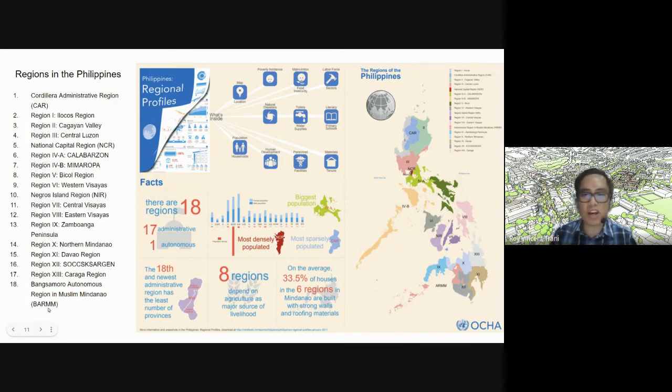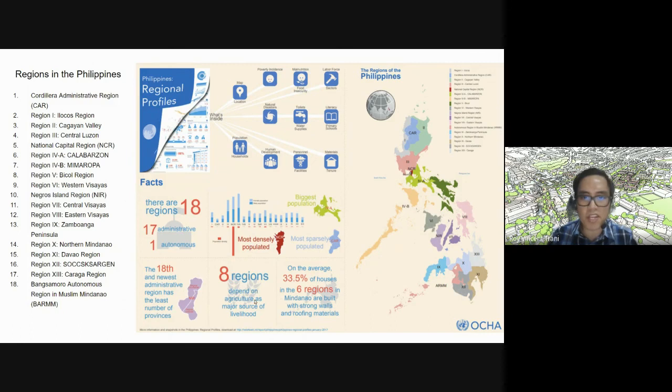So they want to be autonomous. They want to have their own governance. Most densely populated is NCR. Biggest population is region 4A. So that's 4A Calabarzon. Most sparsely populated, meaning the least dense, that's CAR, the Cordillera Administrative Region. So those are the big 3 in terms of population comparisons. The 18th and newest administrative region has the least number of provinces. So this is, what is this? NIR. So the Negros region.